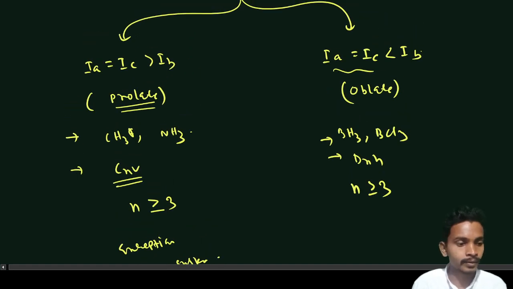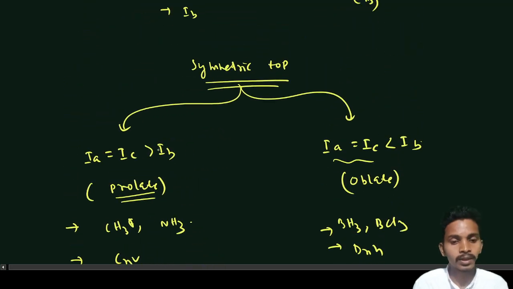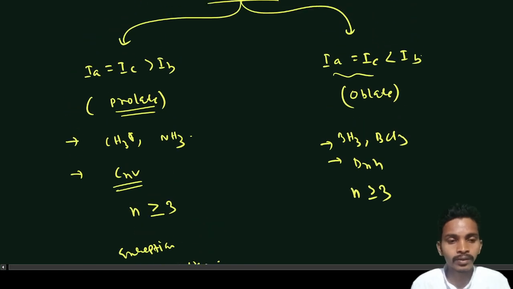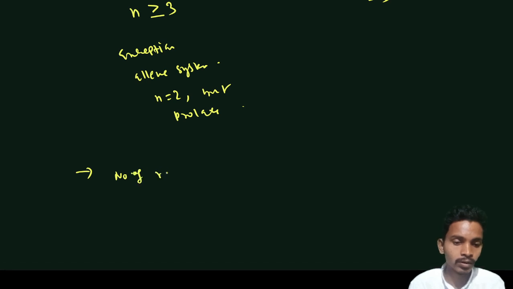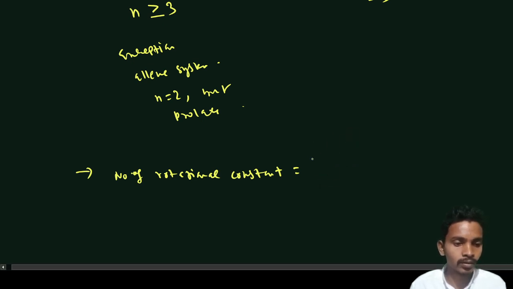Okay, and these are the symmetric top molecules. So you can say that here, how many rotational constants? Another point you have to remember: the number of rotational constants equals the total types of moment of inertia.